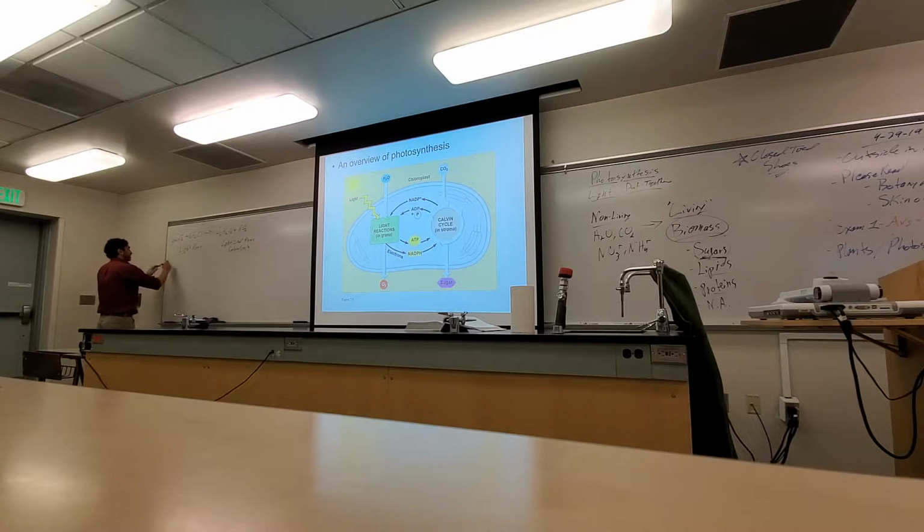So the inputs into the light reaction: water, light. Okay. And then, as we'll see here, NADP plus and ADP and some phosphates. Okay. So that's what's going in. Okay. All right.